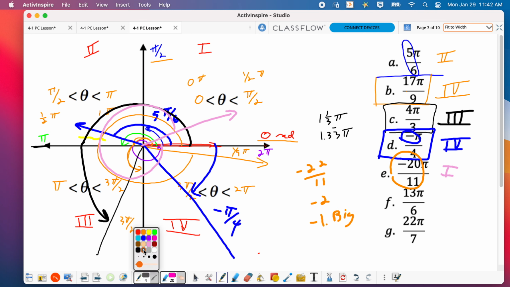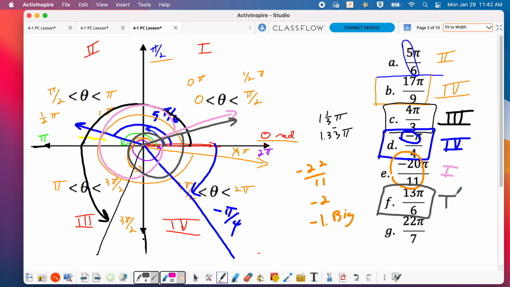All right, the next one. 13 pi over 6. 13 over 6 is 2 point a little bit, a little more than 2. So if I rotate a little more than 2, I'm in the first quadrant. And this is the logic. Just look at the number and try to figure it out. Don't get sloppy, but try to follow it.